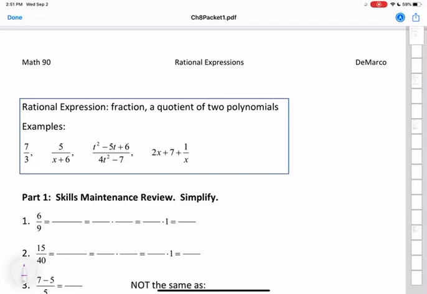All right, look at that. We made it through Unit 2. Moving on to Unit 3.